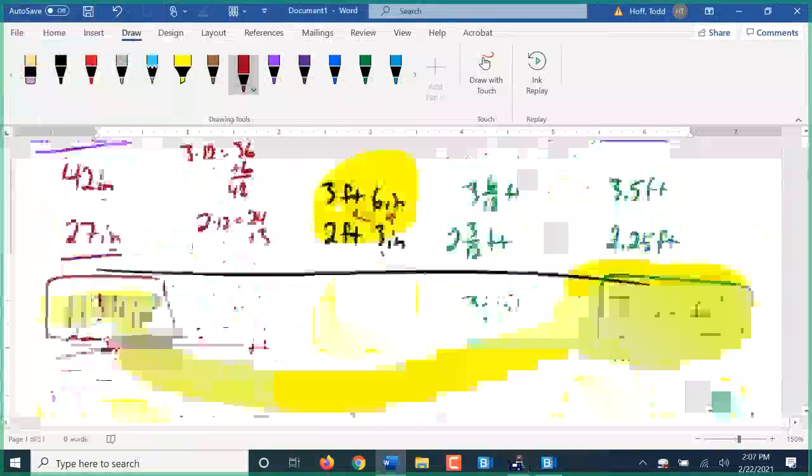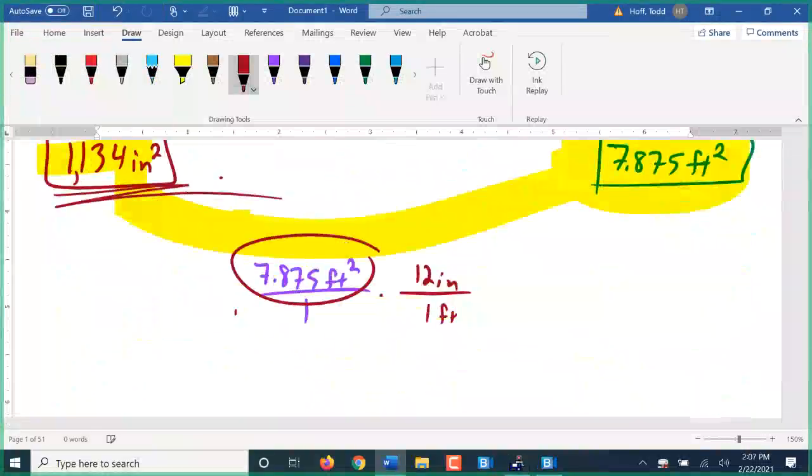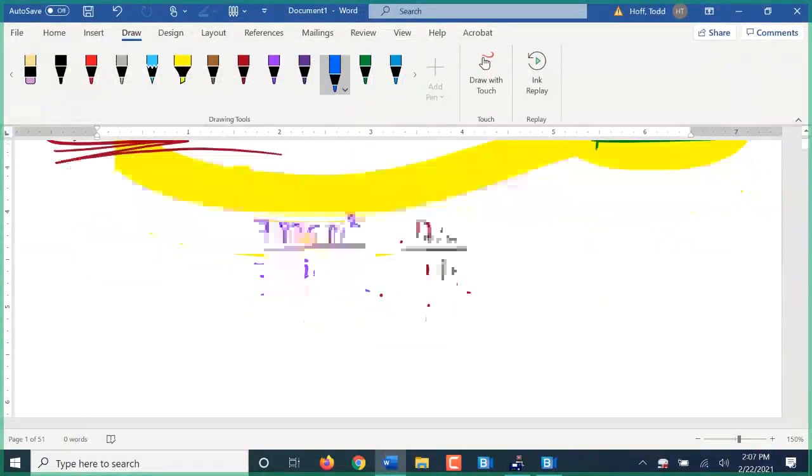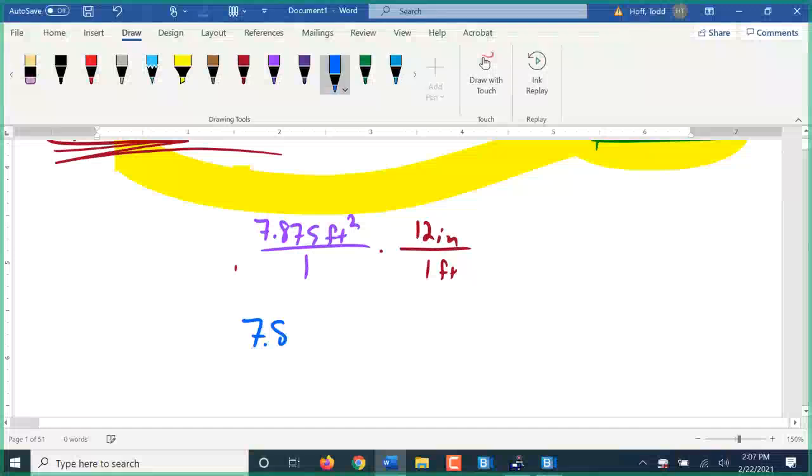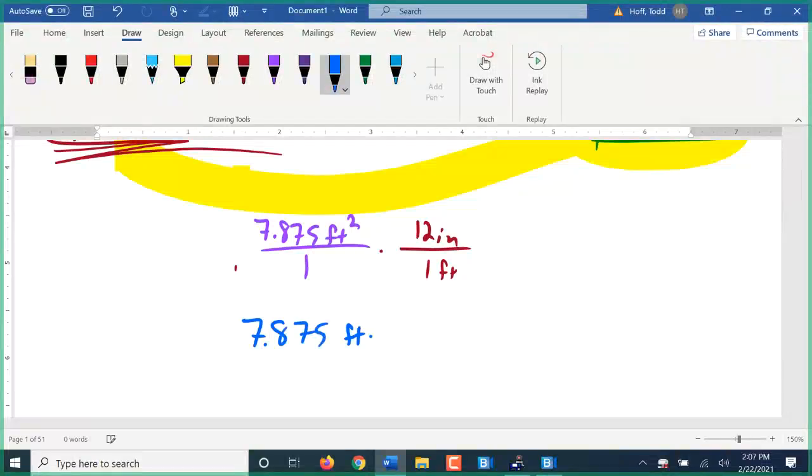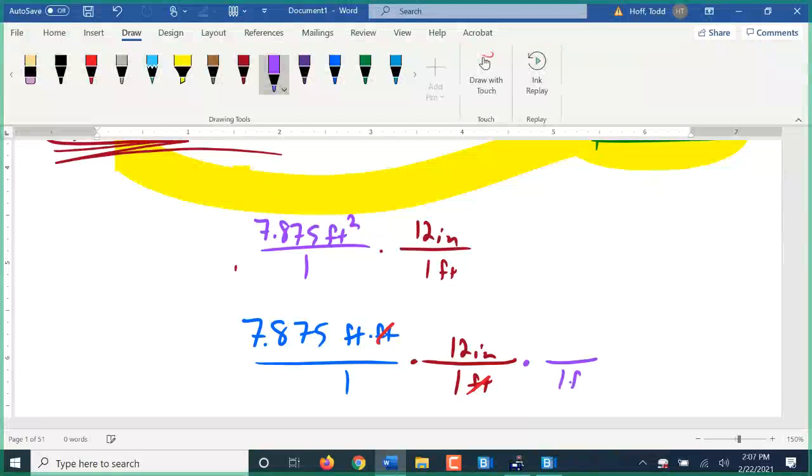Why did we have to multiply by 12 twice? Well, because this is not feet, it is square feet. That really is 7.875, and square feet is feet times feet. So when we do our conversion factor, 1 foot on bottom and 12 inches on top, we're only canceling out one of those feet. We'd have to do the conversion factor a second time in order to cancel out the second foot in that square foot. So it's times 12 twice.